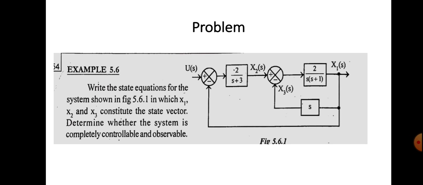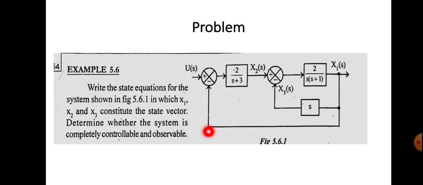So you are given a block diagram. In that it is clearly marked the different state variables, that are X1 of s, X2 of s and X3 of s. That means here the Laplace transform version of the state variables is given. So in the question, it is shown that the state vector is constituted by x1, x2 and x3. So now you have the Laplace transform of the state vector in the diagram, okay? You have to determine the controllability and observability.